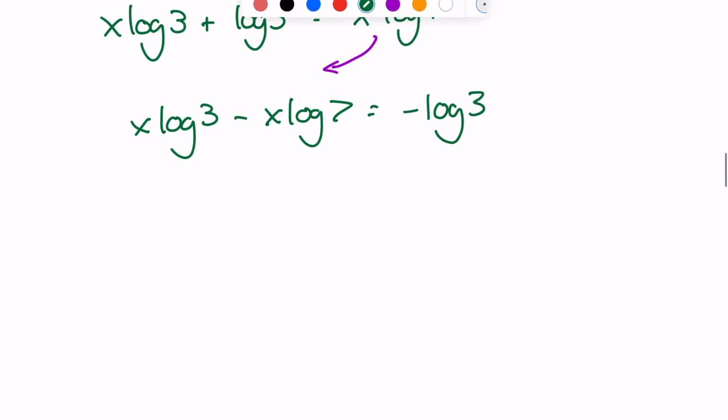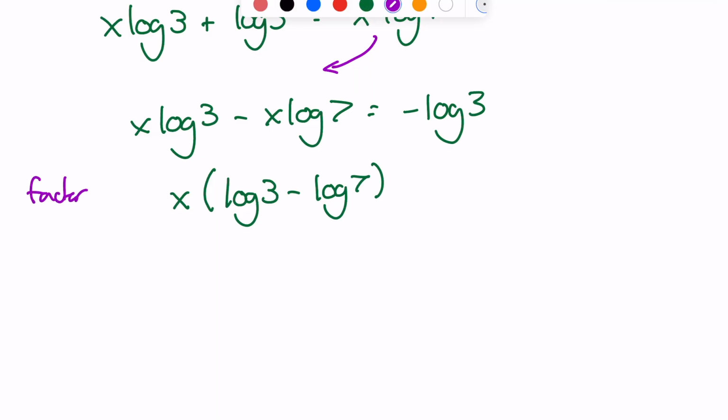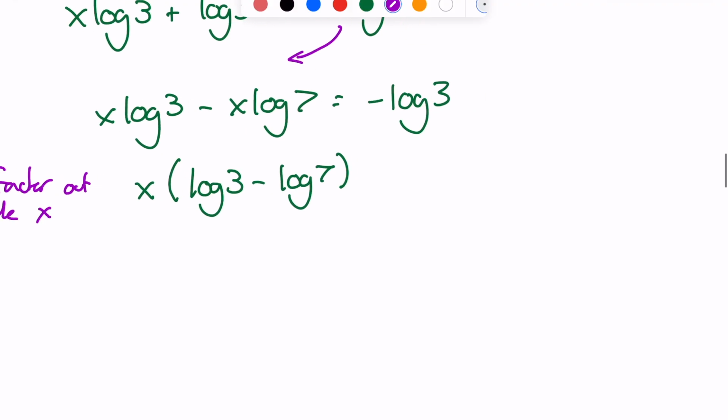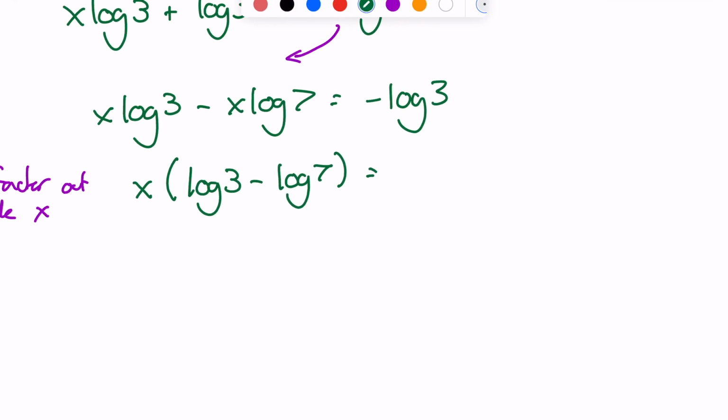So now I can factor out an x from these two terms on the left side here. So that would be x times (log 3 minus log 7) when you factor out that x. So I'll write factor: you factor out an x. And on the right side, nothing happens there.